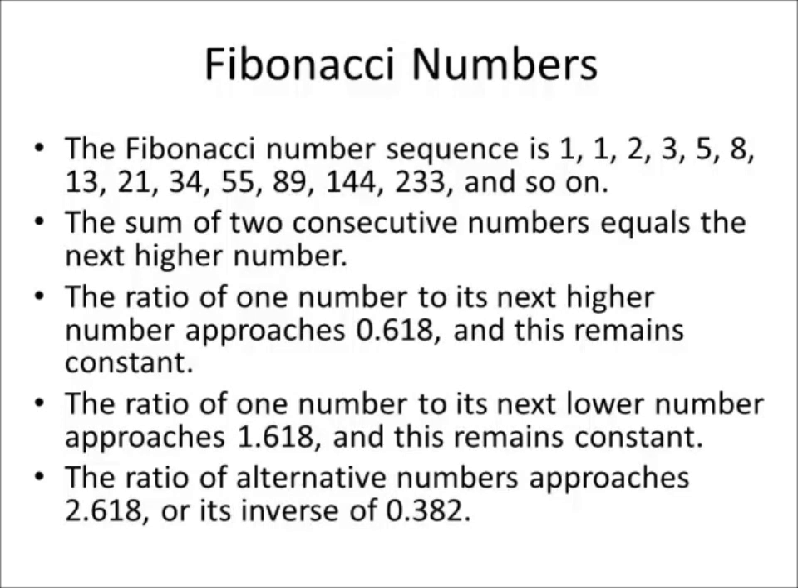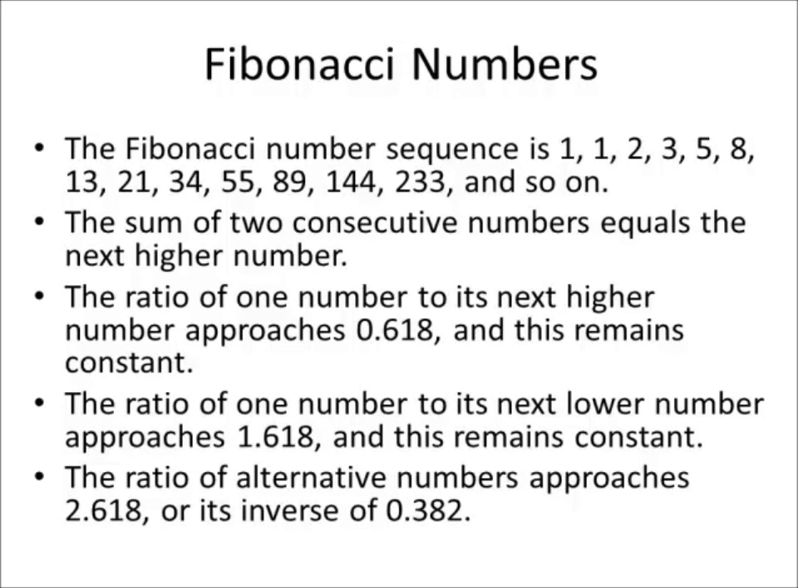And the ratio of two alternate numbers will be 2.618. So if, for example, we took 55 and 144, the ratio would be either 2.618 or 0.382, depending on if we put the smaller or higher number first, just like with the single number ratios. And this essentially gives us the Fibonacci ratio, which is very important to wave theory, and Fibonacci retracements as well, which we'll see later in this lecture.